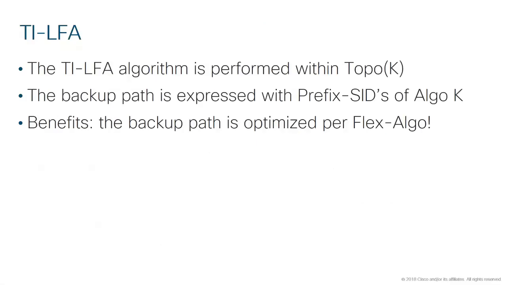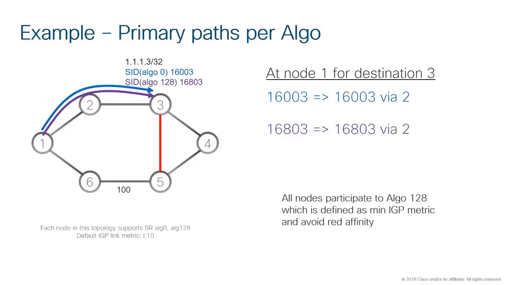Now, something that is really good with the proposal is the integration with all the other blocks of segment routing. You will see it for ODN, you will see it for automated steering. Now we're going to see it for TI-LFA. The TI-LFA algorithm is performed per flex algorithm. The backup path is going to be expressed with the prefix SIDs of that flexible algorithm. The benefit is that the backup path is optimized per flexible algorithm. The backup path shares the same properties as the primary path. Let's illustrate this. It will be easier with the visualization.